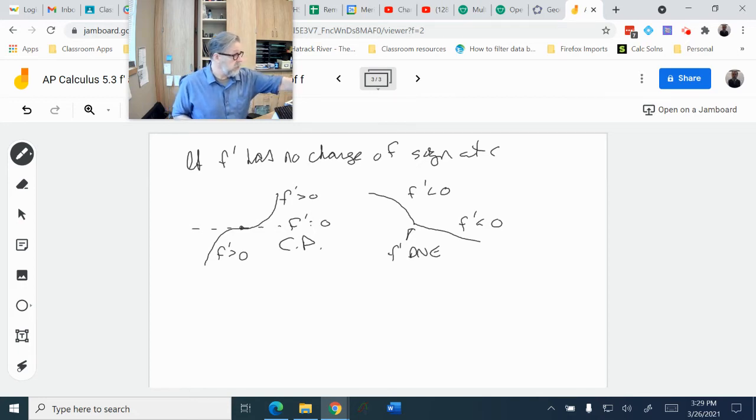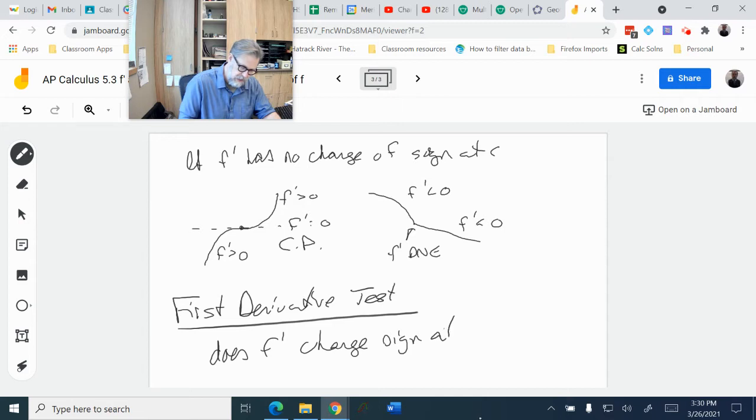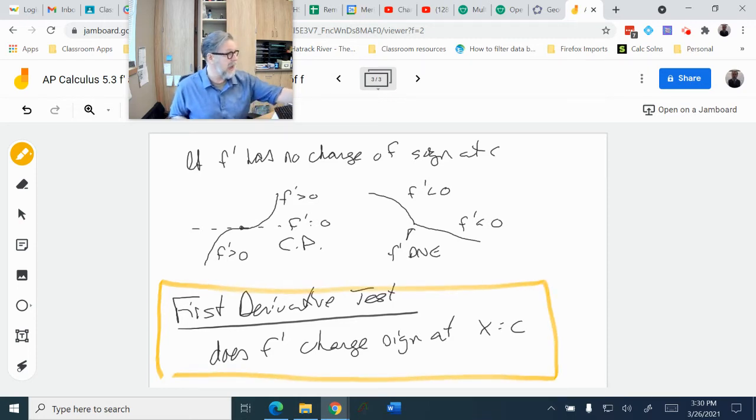So that's called the first derivative test. And the whole point of the first derivative test, let's just do a quick recap. First derivative test, what do you need to know? Does f prime change sign at some value of x? I'm going to highlight that because this is something that I want to be able to come back to and think about a little bit later.